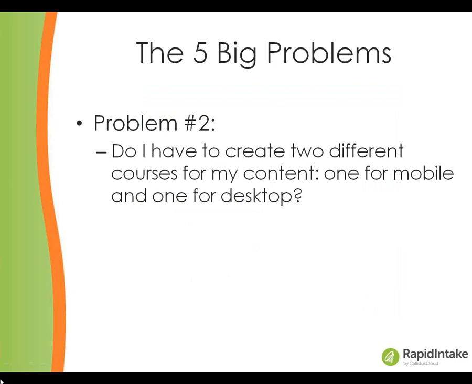So moving on to problem number 2. Do I have to create two different courses for my content, one for mobile and one for desktop? You've already got a course, some safety compliance training or something, and you've been using it. Now everyone wants to take it on their mobile device. How do you deal with that? Do you need to create a completely separate duplicate, or is there some way to maintain it in one central way?